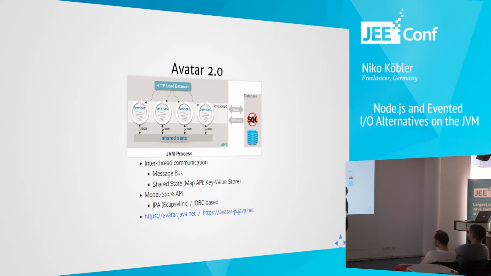Avatar uses multiple of the event loops I showed in the beginning, running in one JVM process, an integrated HTTP load balancer, and communication possibility through all these event loops via a shared state or a message bus. So we can communicate between each of these event loops. And also it had a model store API based on JPA and JDBC, so it was possible to do kind of JPA with JavaScript.